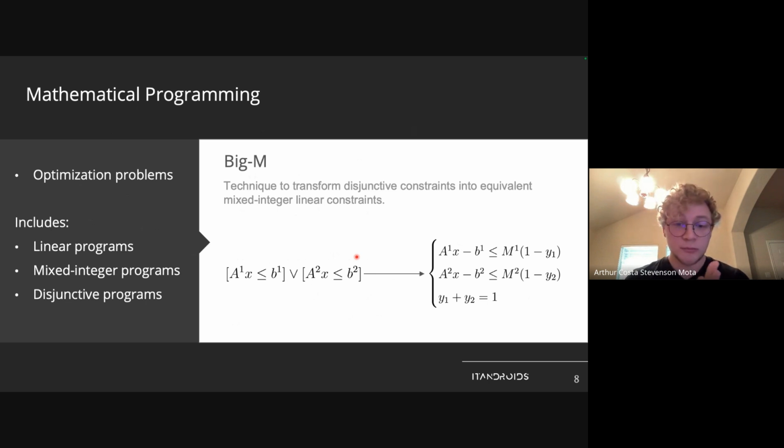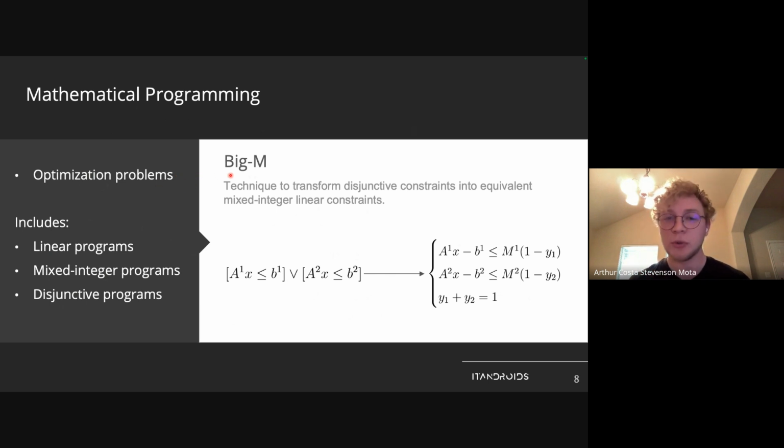Okay, so a short overview on mathematical programming, which is something we will use along with control theory. Mathematical programming is a broad term that refers to optimization problems. It includes linear programs, mixed integer programs, and disjunctive programs. So a lot of the optimizations that have to be done for model predictive control, the minimization of the cost function, fall under the umbrella of mathematical programming. So we can use a lot of the techniques that have been developed for mathematical programming to perform this optimization and to make it faster.